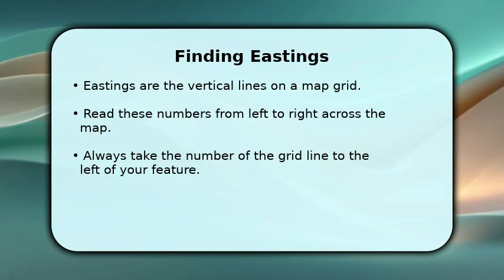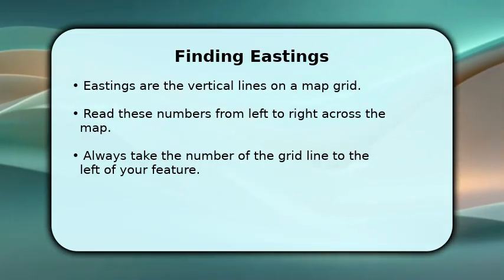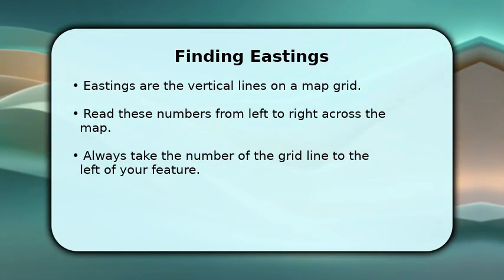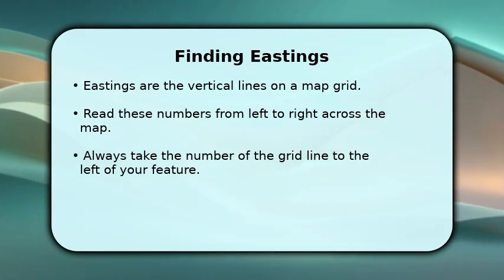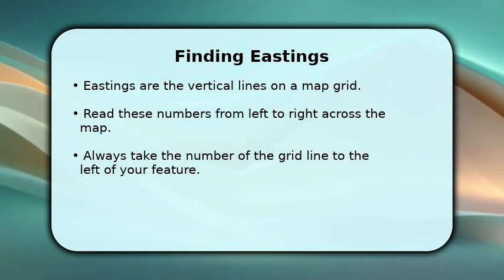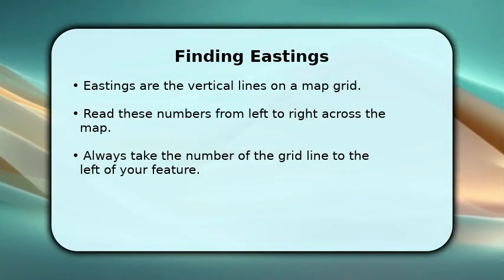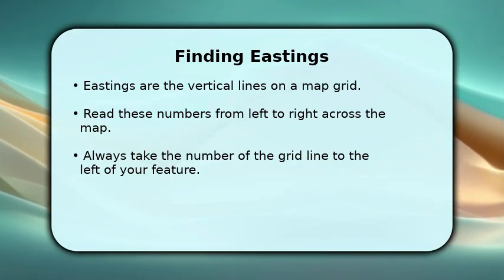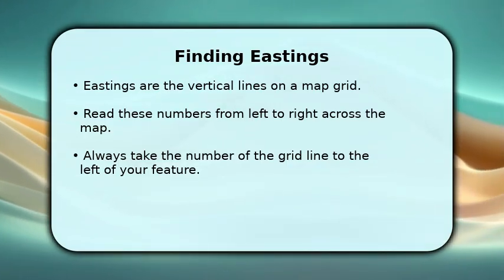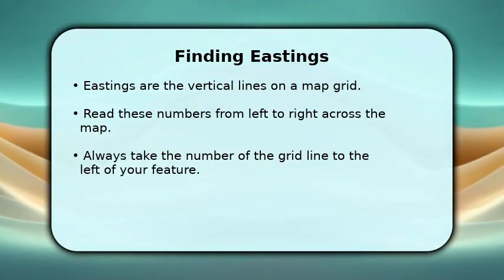To begin, let's focus on eastings. These are the vertical lines on your map, numbered along the bottom or top edge. You read them from left to right. Find the grid line immediately to the left of the feature you want to locate. This gives you the first 2 digits of your reference. Then, mentally divide the square between that line and the next into 10 equal parts. Estimate how many of these tenths your feature is across, adding this as the 3rd digit.